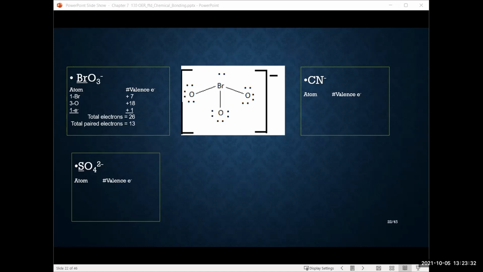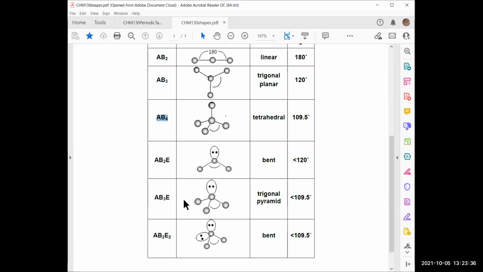Well, what do we do if we need to define the shape? AB3E down here, trigonal pyramid. Right there, no different than ammonia, NH3. Remember we did that before? So there it is. Okay. All right. Let's try the one in the bottom.